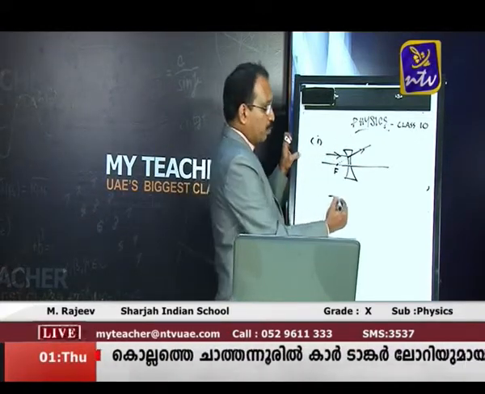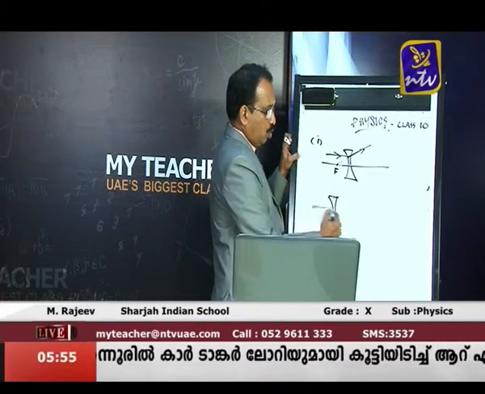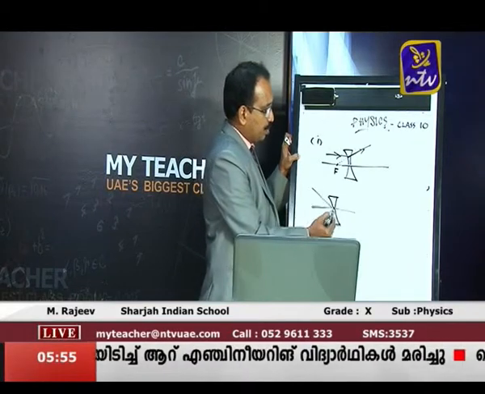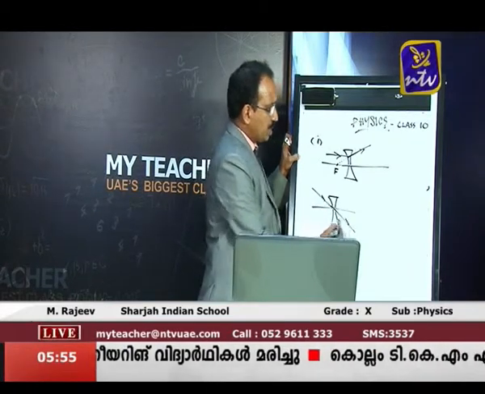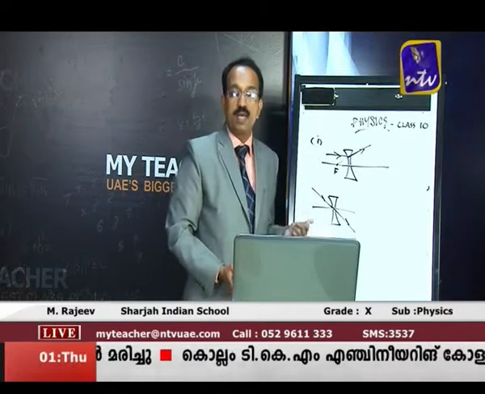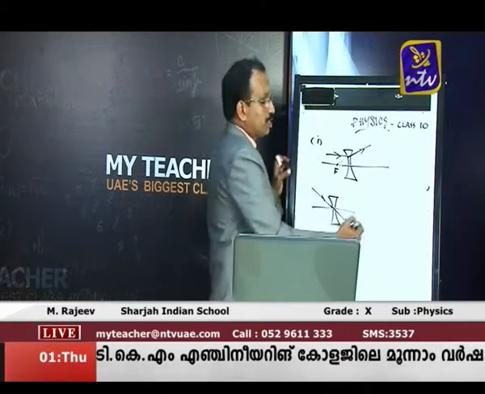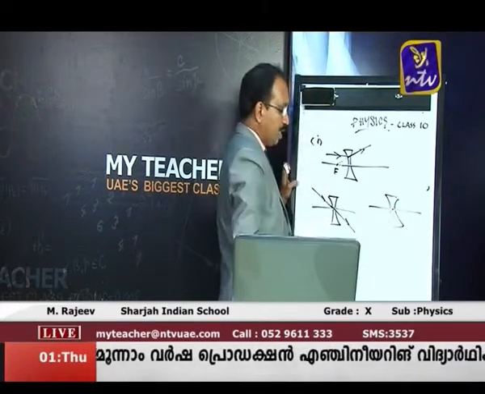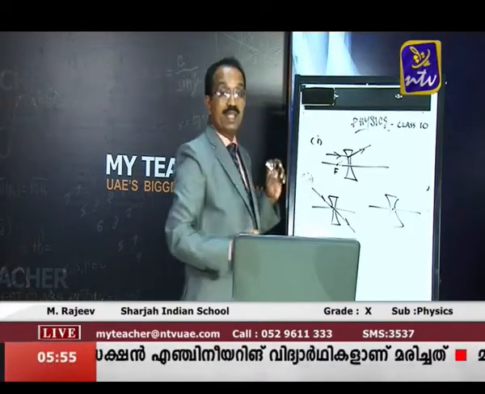How about if it is passing through the optic center? If a light ray is passing like this, the light ray through the optic center will go without any deviation. This is the second one. How about if it is directed towards the principal focus? This is the second answer. So, once again, what is the question?